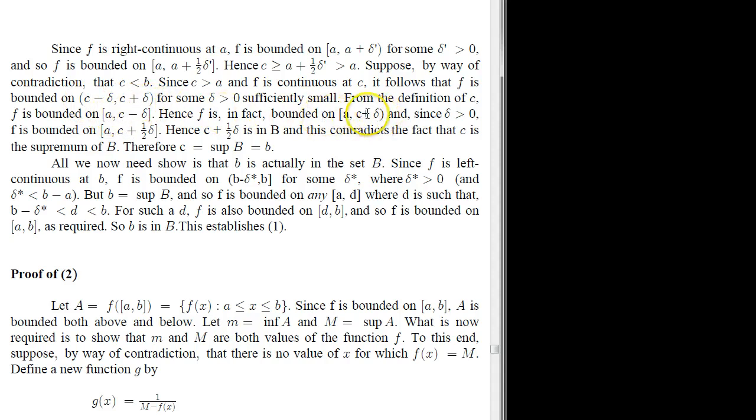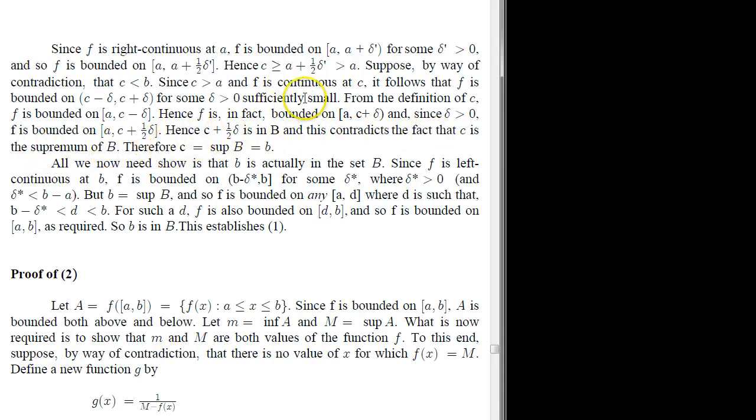So f is bounded on this. Delta is positive, so cut that delta in half and put a square bracket, and we see that f is bounded on this segment. So C plus half delta is in B then, isn't it, by definition, because f is bounded on this set. So C plus half delta must lie inside B, but this contradicts the fact that C is the supremum of B, because this is a bigger value than C and it's in B. So that contradicts the fact that C is the supremum of B.